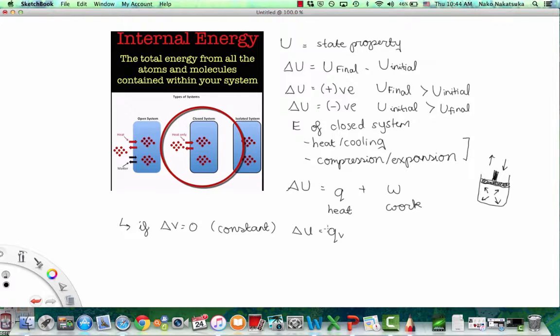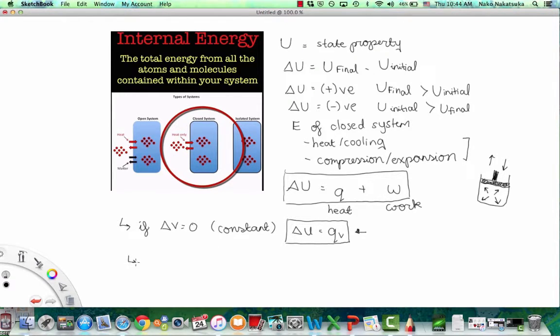So for example, combustion in a sealed container where delta V is 0 and the change in the internal energy results from the heat released by the reaction is a prime example of when we would use this equation. So let me also circle this one because this is a very important equation to remember.